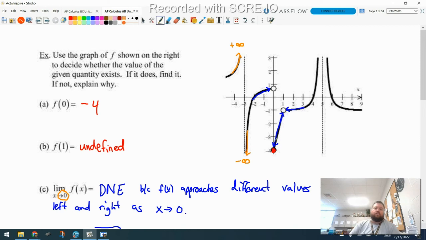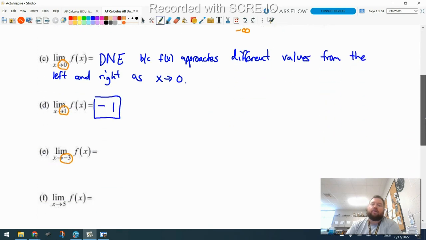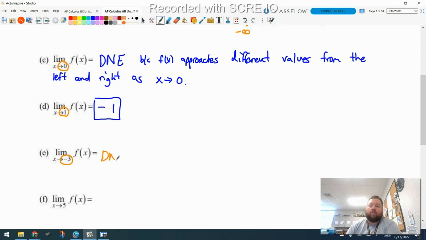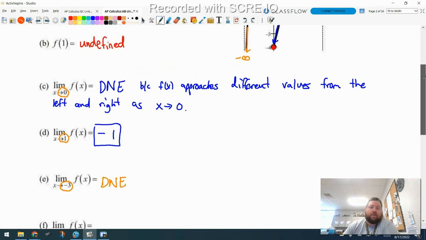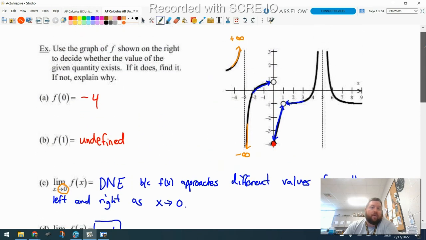So there's two possible answers here. Well, there's one possible answer. The answer to this is does not exist. There's two possible explanations for why this does not exist. We could go with the same explanation we did for part C: the function is approaching different values from the left and the right.